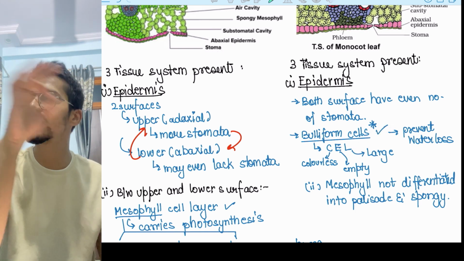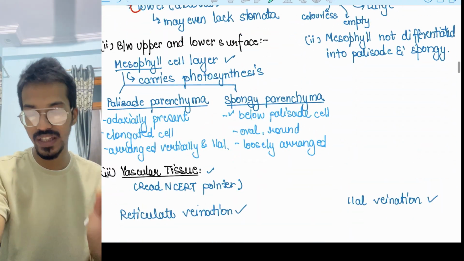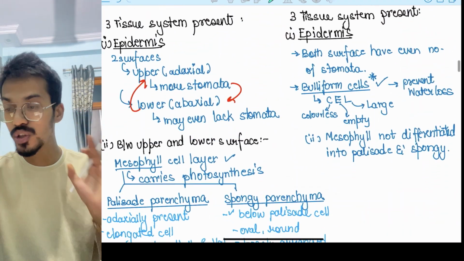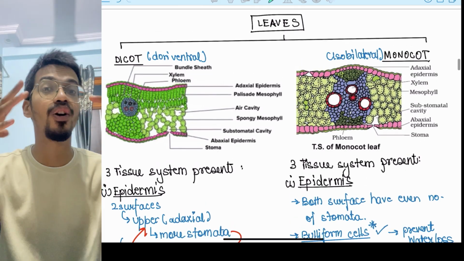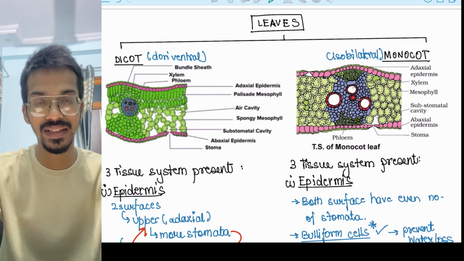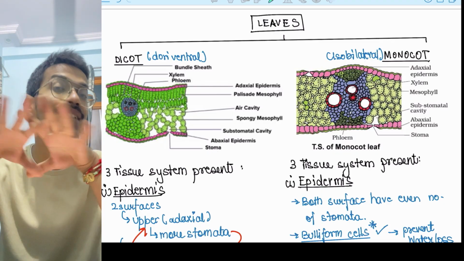Mesophyll cells are not distinguished into palisade and spongy cells. All are spongy cells. Parallel venations are present. With this, your topic, the anatomy of the root, stem and leaf of monocot and dicot, is completed. With this, everything which is needed for your NEET 2026 is completed.